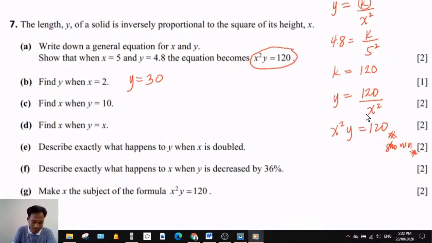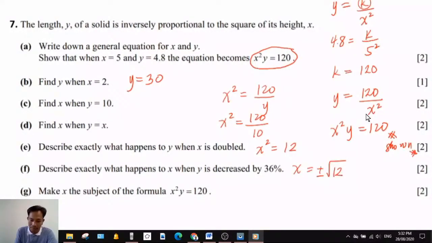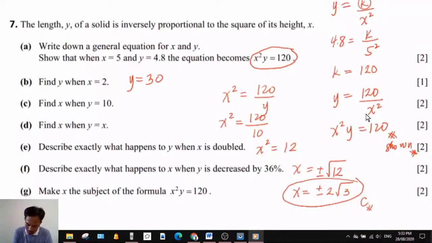Next, let's move on to letter C. Find x when y is equal to 10. So it will just become x squared is equal to 120 divided by y. x squared is equal now to 120 divided by 10. And 120 divided by 10 is 12. So x squared is equal now to 12. But you have to find out what is the value of the x. It is not x squared. So I have x is equal to positive negative square root of 12. To simplify that, it will become positive negative 2 square root of 3. So these are the answers for letter C. This is letter C. This is letter B.